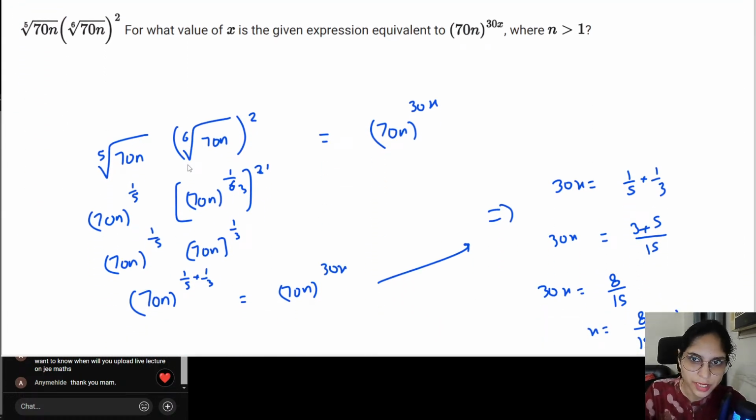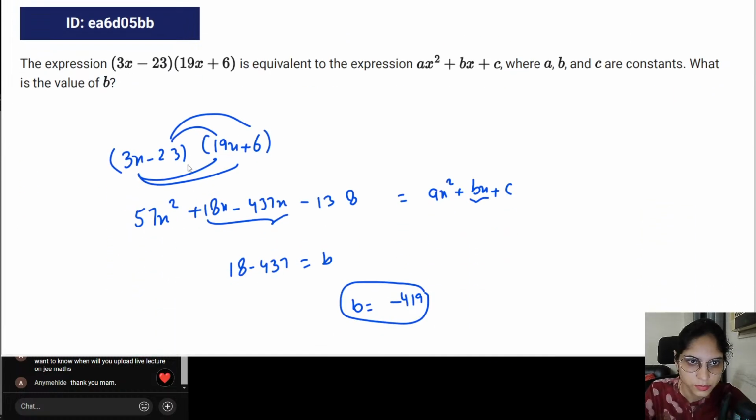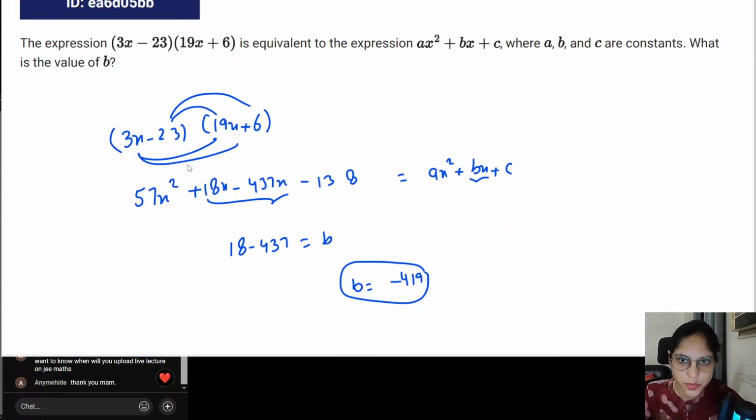So 70n you can write as x, and x and x you can write as a or something else, and you will get your answer. So you can also apply the same method over here. You can apply the same method over here as well. You get the table, you will get a, b, and c. You can get the value of b directly.